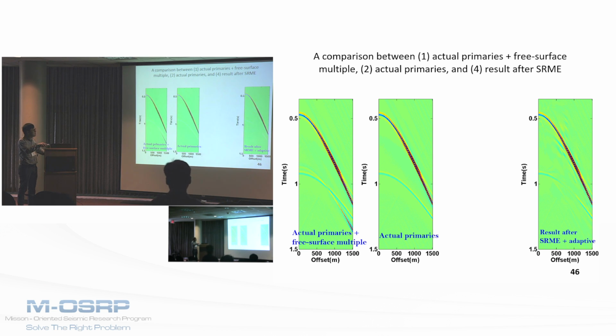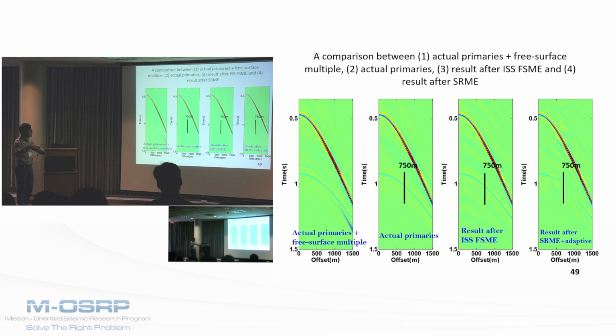Here we show again the approximate prediction of this multiple from the SRME method, but this approximate prediction combined with the adaptive can also successfully remove the free surface multiple, as highlighted by this red dashed line. However, when we examine the results, especially comparing the primary with the actual primary, we can see the part of the primary that interferes with the free surface multiple is damaged, as highlighted by these two black circles.